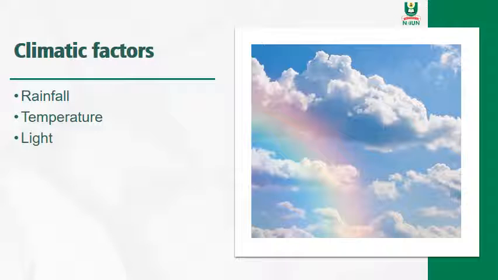Going on to the climatic factors, this is just talking about the average weather condition of a particular place over a long period of time, say 35 to 40 years. The factors include rainfall, temperature, and light. Those are the factors we'll be dwelling upon in this topic.